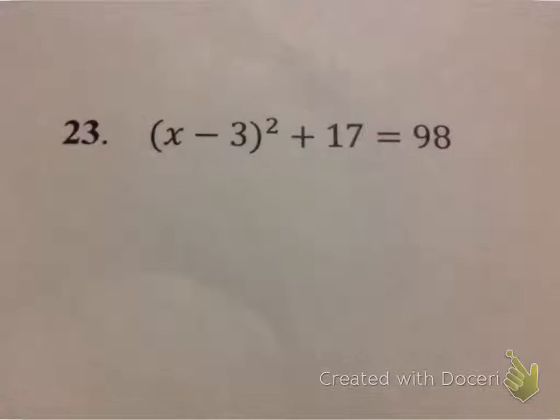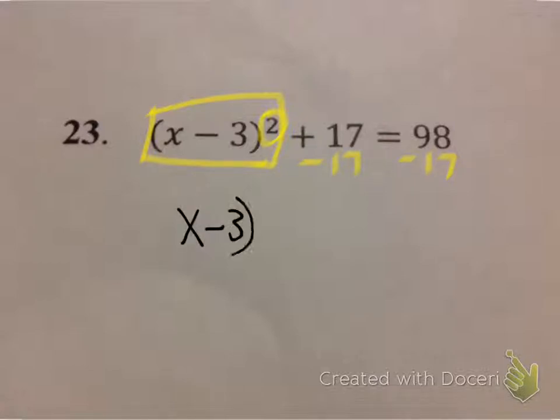When you solve anything with a square root, you have to isolate the square root part, or the perfect square part. So x minus 3 is squared. That's what we're going to isolate. So I have to subtract the 17 from both sides. So now I have x minus 3 squared equals 81.